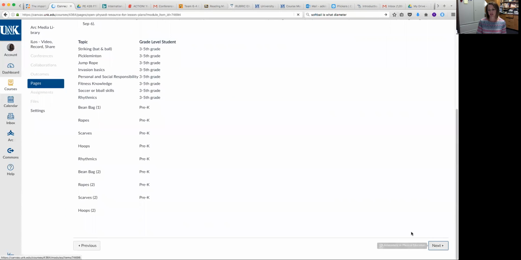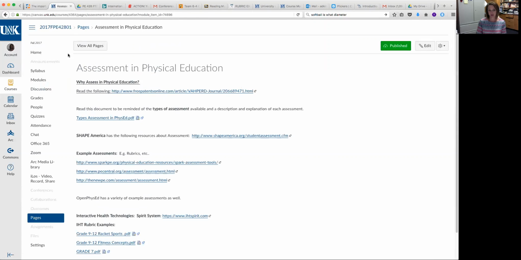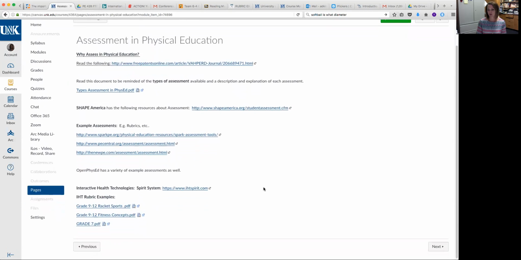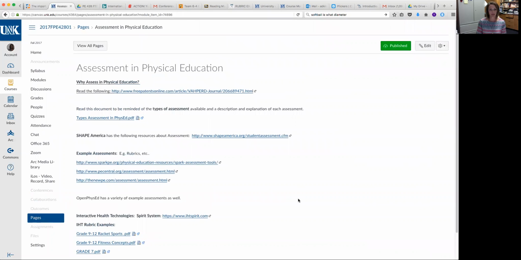But then the next page talks about assessment. So if you want to use any of the assessment pieces I talked about in class, that is available to you. So hopefully this is a helpful tutorial for you to find what's going on in class and what you signed up for and everything.